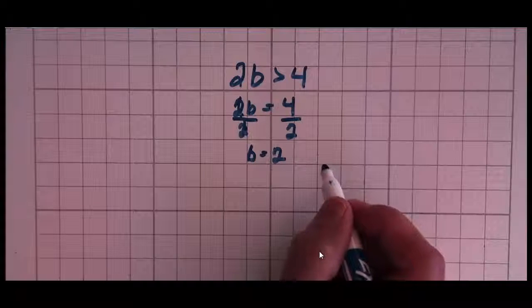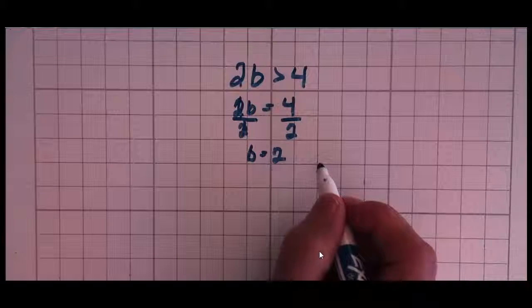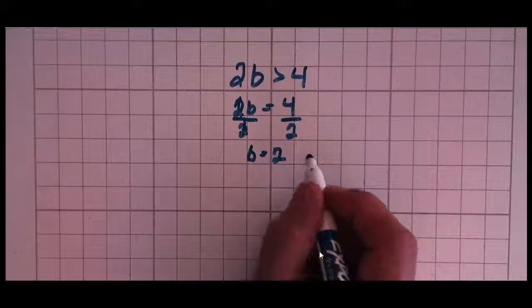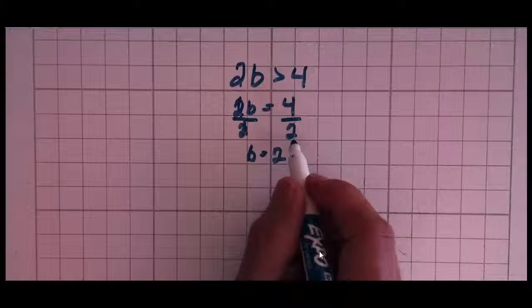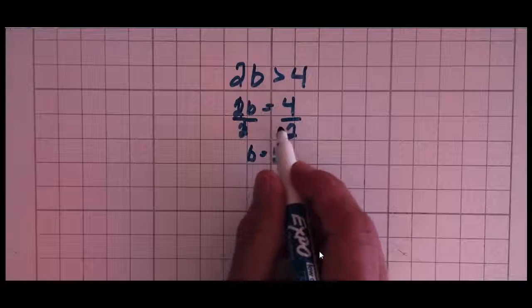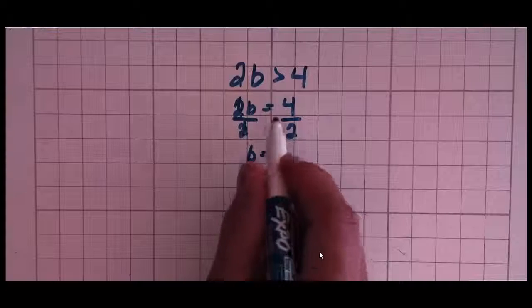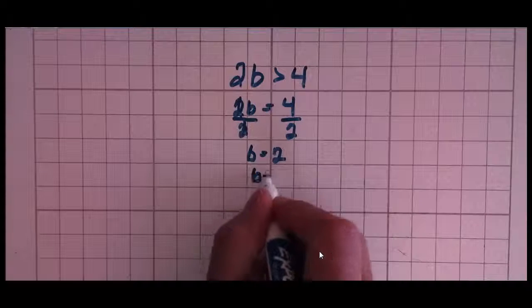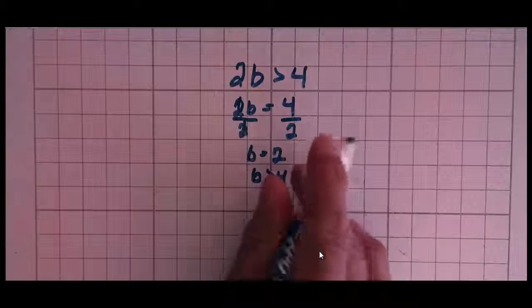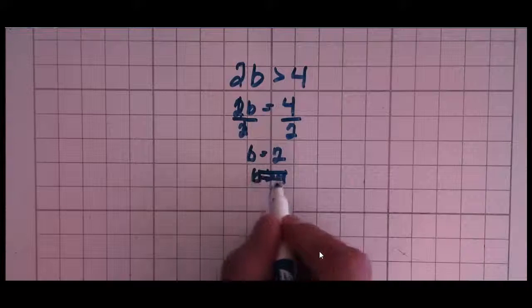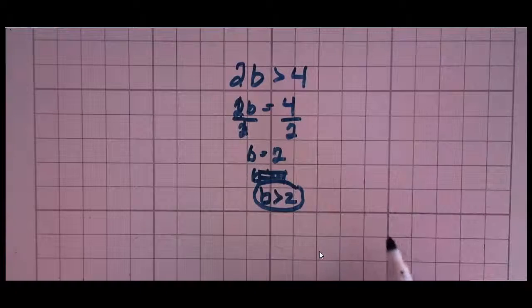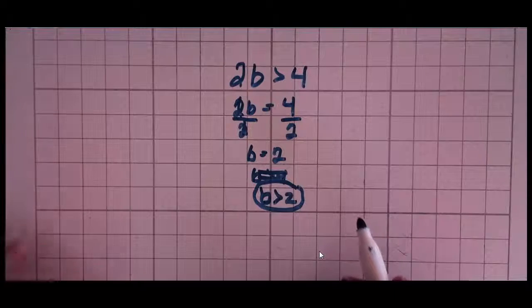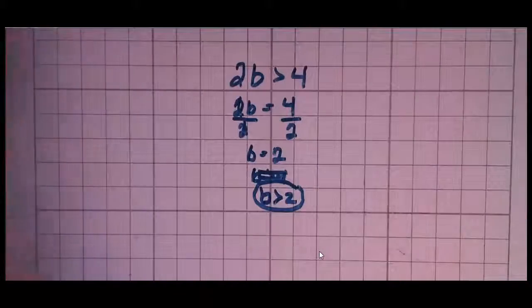But that's not our answer. That's our pretend answer. That's our shortcut answer. Now I have to ask myself, did I multiply or divide by a negative number? And in this case I did not. So my inequality, as it looks on the top, is exactly the same as it looks on the bottom. And let's change that. b is greater than 2. And that's my answer. Again, remember, ask yourself, did I multiply or divide by a negative number? That's what makes the difference.